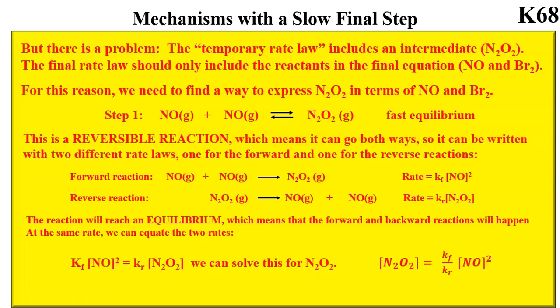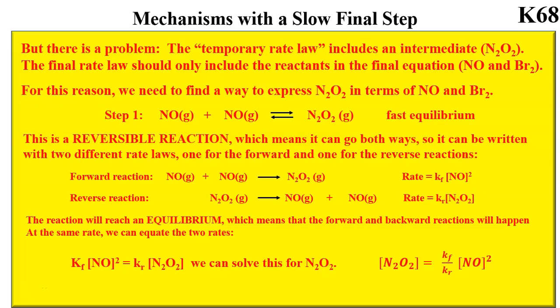Since the rates of the forward and backward reactions in an equilibrium have to be the same, you can set those two rate laws equal to each other. So you have k forward [NO]^2 equals k reverse [N2O2]. And we can solve this for N2O2. Sounds like a lot of work, but it gets us to what we're trying to do. So you just do a little algebra and you get [N2O2] equals k forward over k reverse times [NO]^2. And now we can substitute that in. That N2O2 is the intermediate that we cannot have in our final rate law.